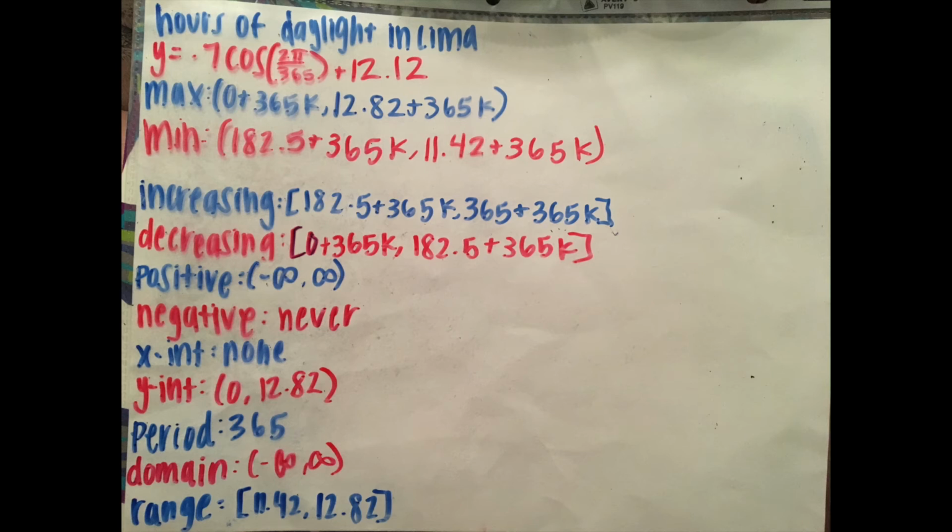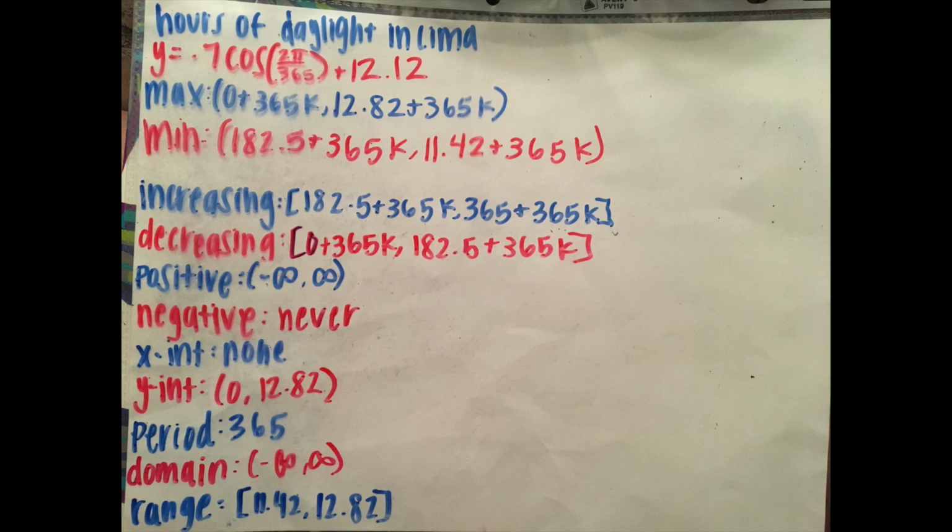I found my graph to be positive from negative infinity to infinity, since you can't have a number of negative hours of daylight, and for that reason my graph was never negative. There was no x-intercept of the function since there was never a day when there was 0 hours of daylight. I got my y-intercept to be at (0, 12.82), which is because on the day when my graph starts, day 0, is the day when there is the largest number of hours of daylight.